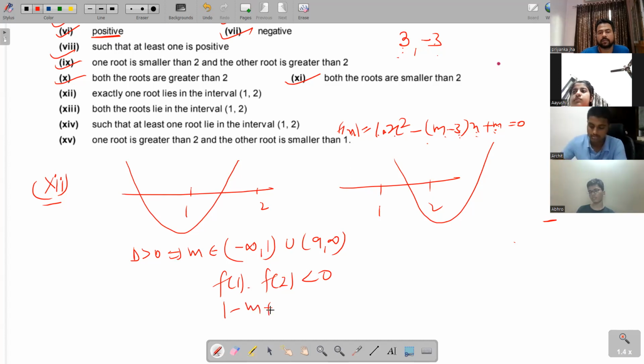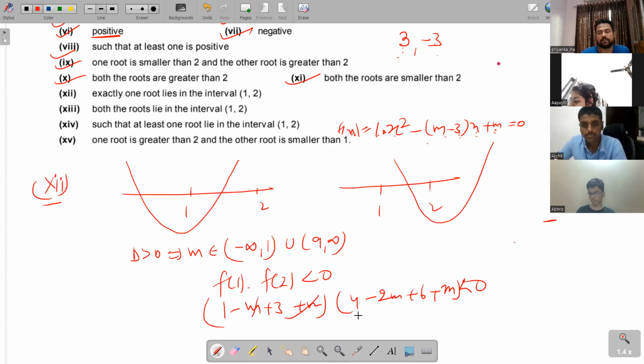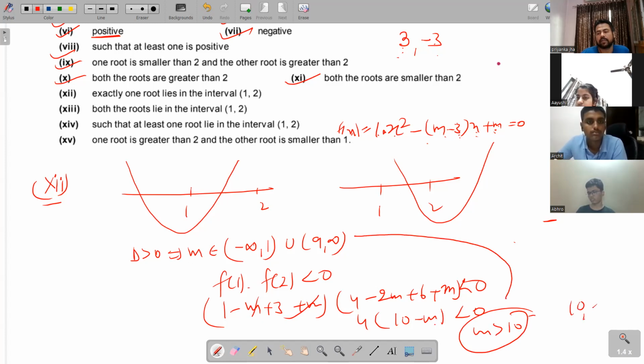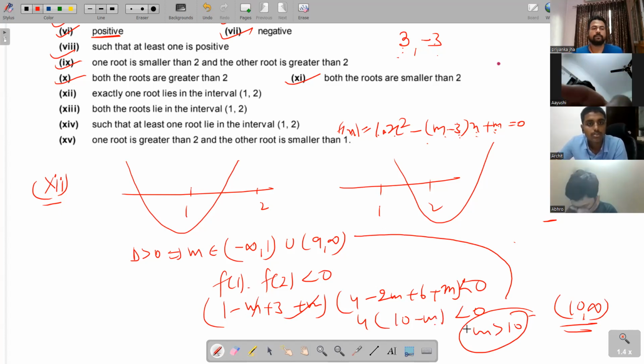So one is 10 to infinity. If you put x equal to 1, you will get this. If you put x equal to 2, you will get 4 minus 2m plus 6 plus m. That is negative. So this is 4, that is fine. And this is 10 minus m is less than 0. Of course, m has to be more than 10. That's it. So if you now take common from this and this, you will get 10 to infinity. Understood? I see. Yes, sir.